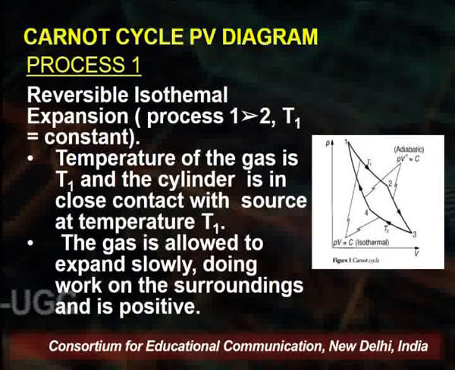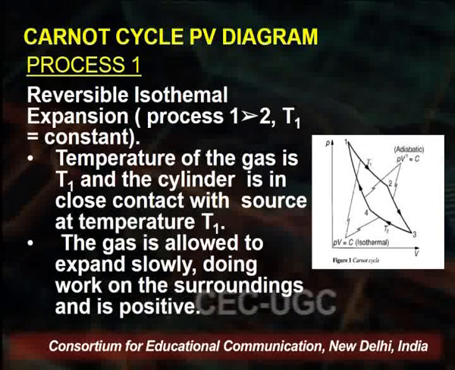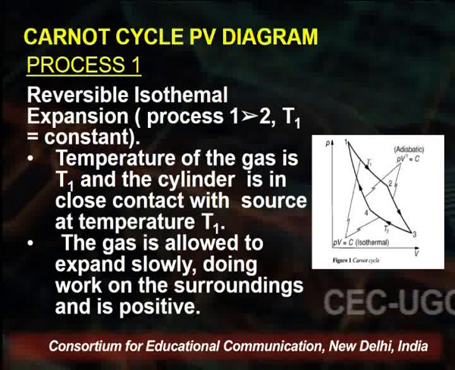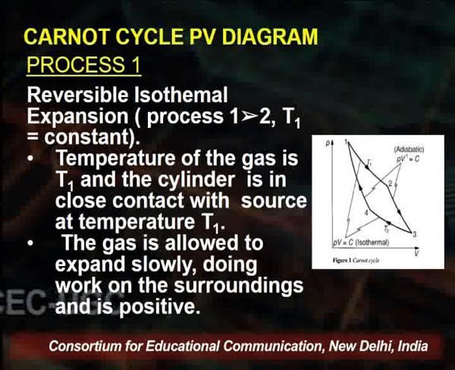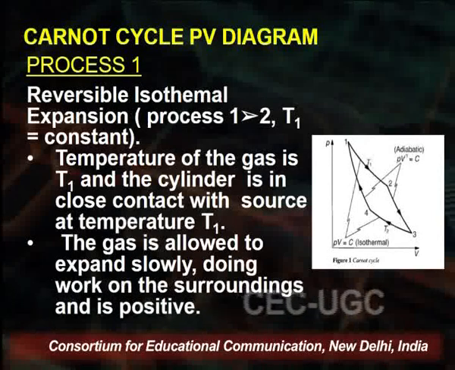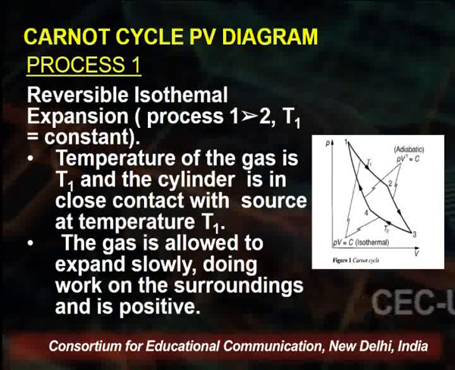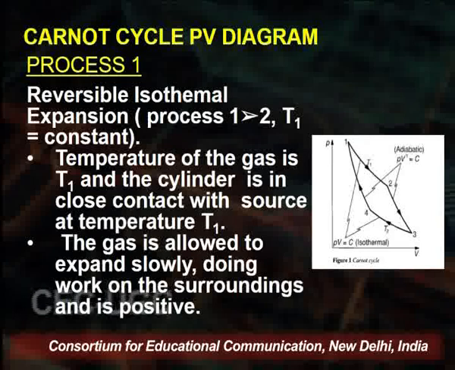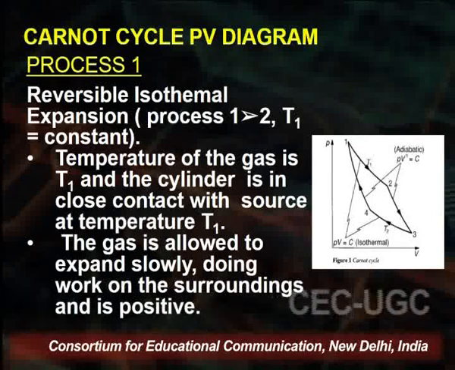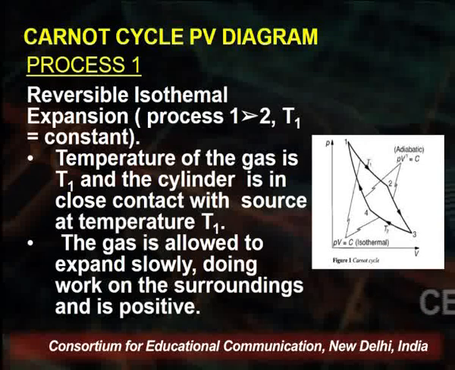Now let us concentrate and discuss each process in detail, because if we are to calculate the efficiency of the Carnot cycle, we must know two things: the total work done and the heat absorbed. To find out the total work done, we should have an idea of the work done along each process, that is from 1 to 2, 2 to 3, 3 to 4 and from 4 to 1.